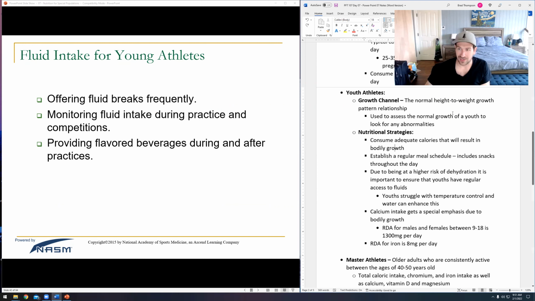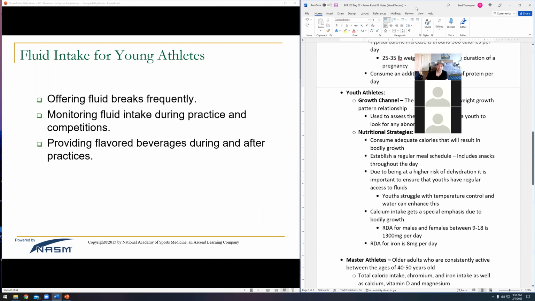Here's one of the reasons why it's also very important. Youths absolutely suck at regulating body temperature. They overheat very easily, but they also get way too cold very easily. The reason for that is because they have all this blood, but they have this little tiny body with little tiny surface area. That lack of surface area makes it difficult for them to manage their body temperature.